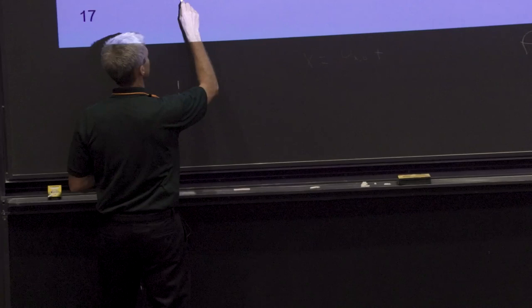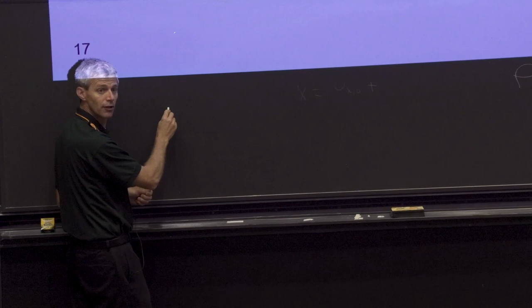Can you read by right in the where the lighting is? Or do I need to go down here? Okay, so I'm going to try to write a little bit bigger.